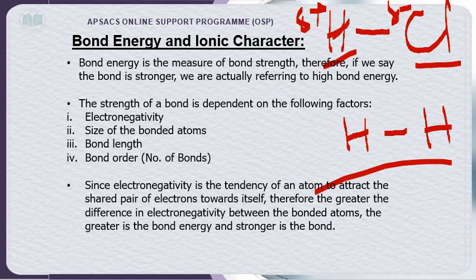Now, this will affect the bond formed between these two. The energy required to make this bond, to break this bond, or the energy given out during the formation of this bond will be affected by all these parameters. Right? Now, the strength of a bond is dependent upon the following factors: electronegativity, size of bonded atoms, bond length, and bond order. Bond order means number of bonds, as I told you. Right?